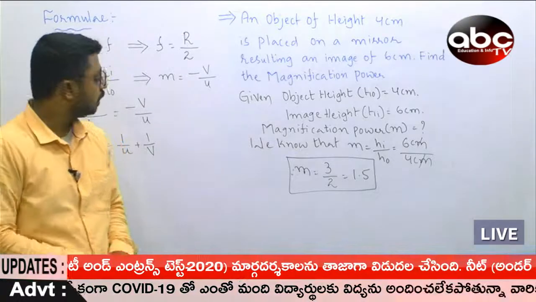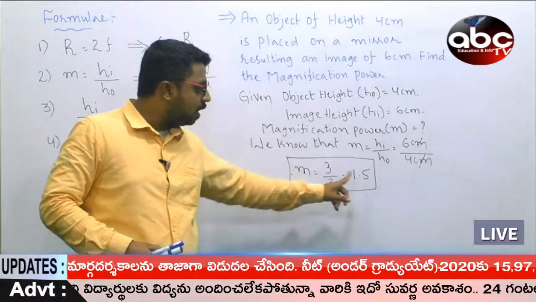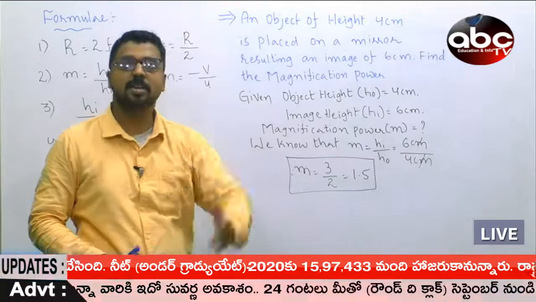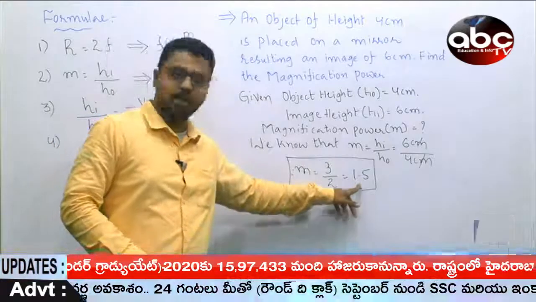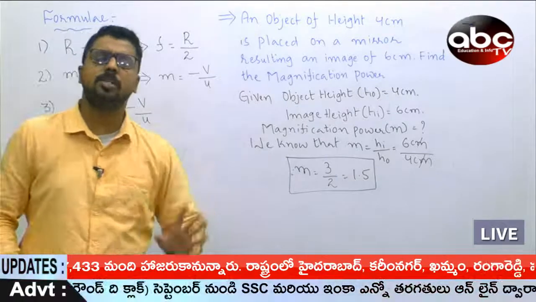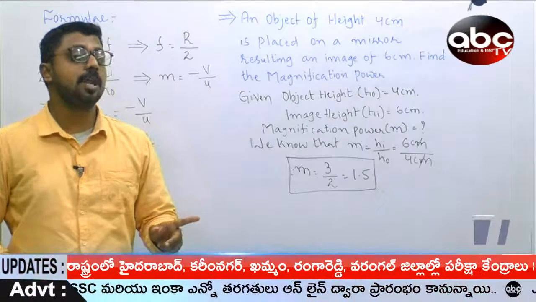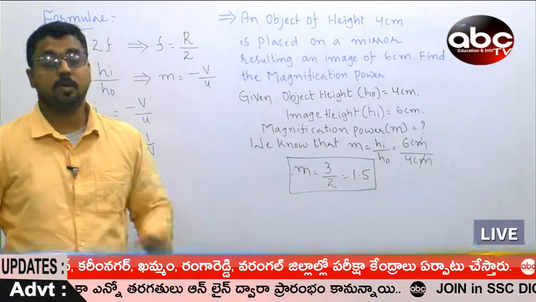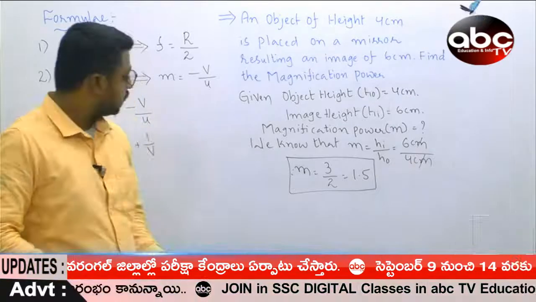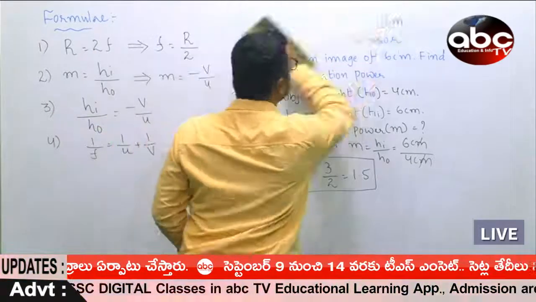And in the class I have told you that if the M value comes above 1, it is naturally enlarged. So that is the point to be noted here. If the M value comes as +1, it's equal size. If it is less than 1, diminished size. We already discussed this in class. So what about the next? We are going on to the next formula.